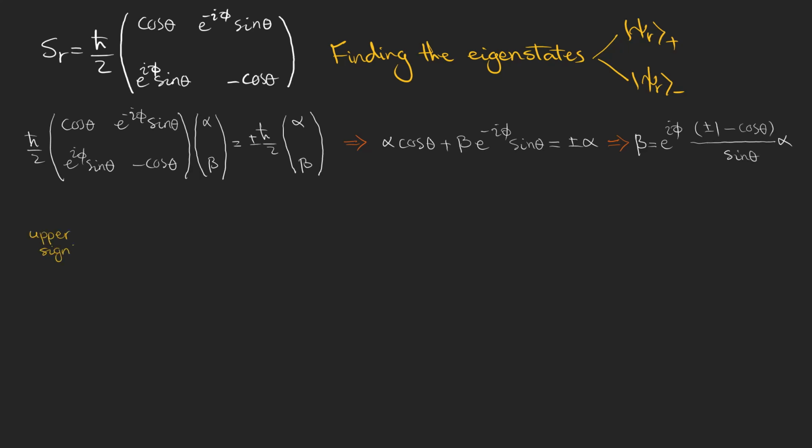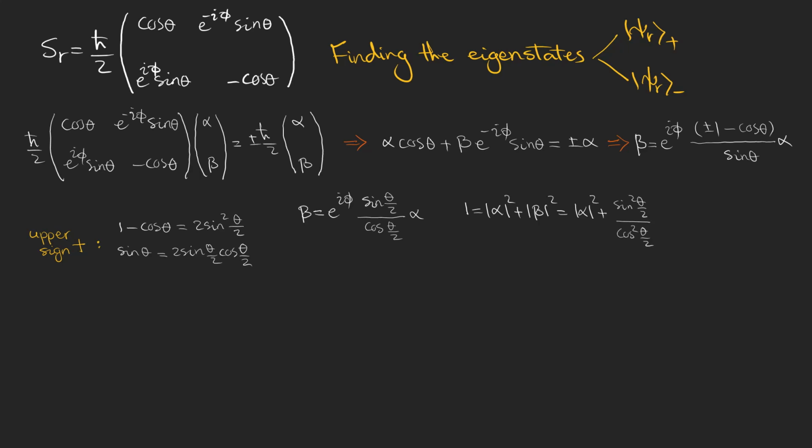For the upper sign, which is positive, we can use these two half-angle trigonometric equations. After using these trigonometric identities, we get this. Our eigenstate has to be normalized, so modulus of alpha squared plus modulus of beta squared has to be 1. We choose alpha to be cosine of theta half and beta becomes e to the i phi times sine of theta half. And our first eigenspinor is this one.